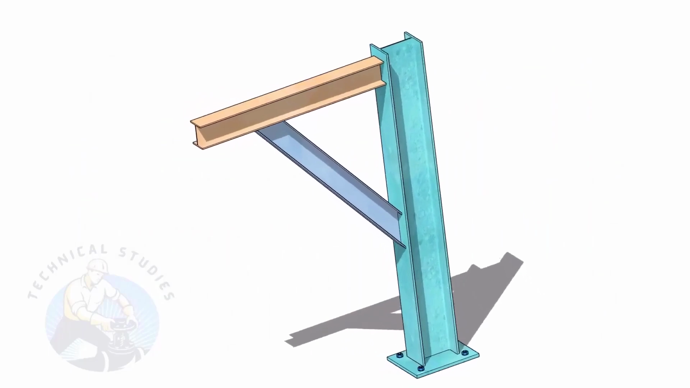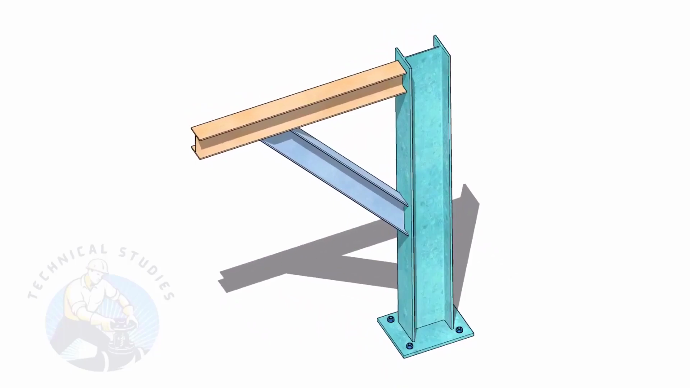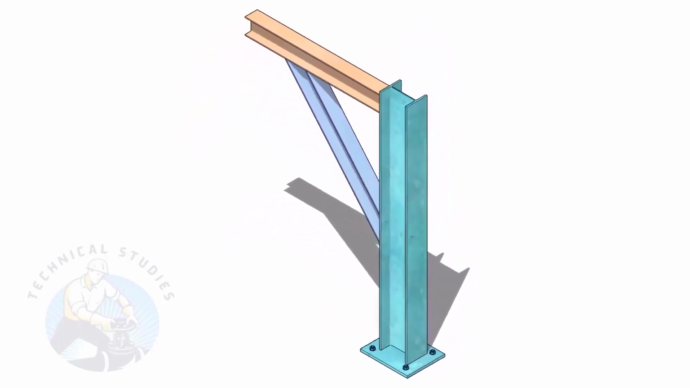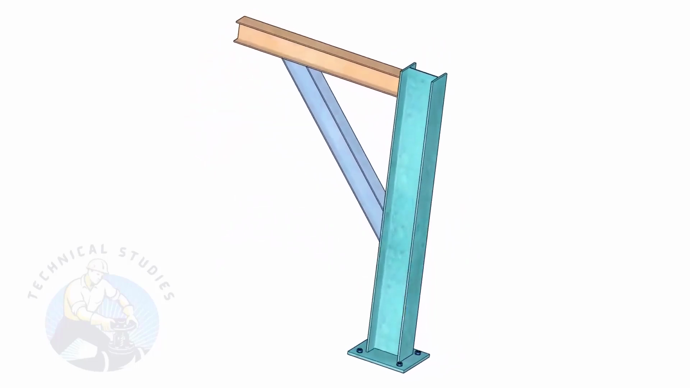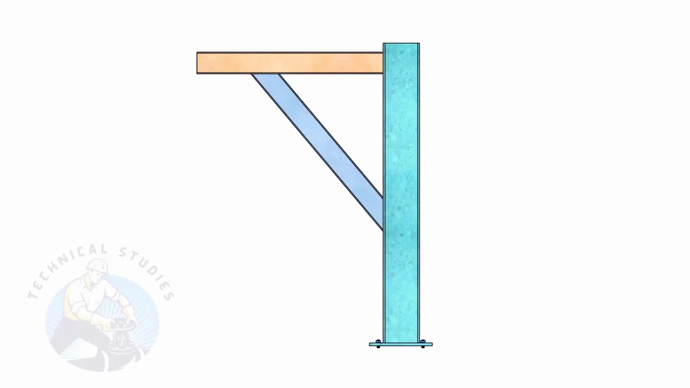Pipe supports are a very important part of piping fabrication. In this video, I will show you how to calculate the length and cutback of the bracing of a piping support. This method is not only applicable to piping but also to structural and storage tank fabrication.